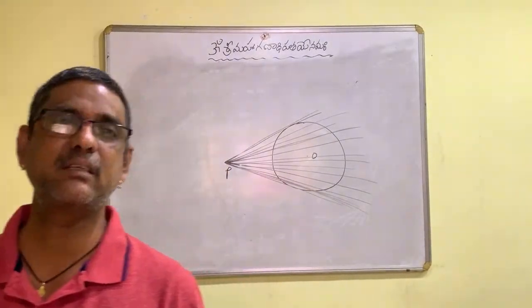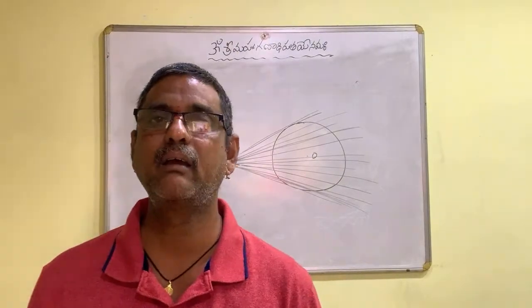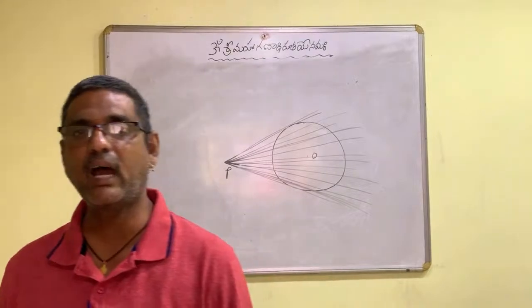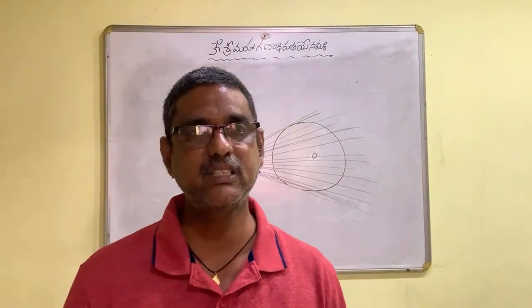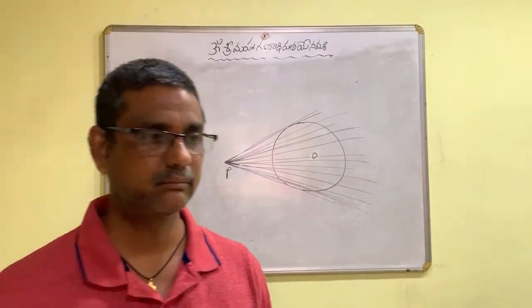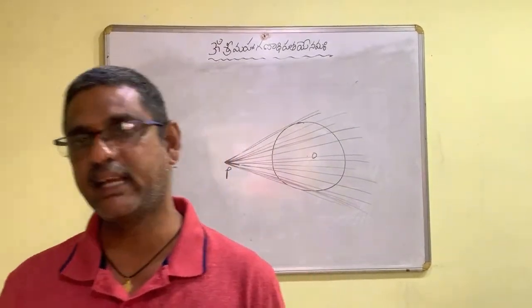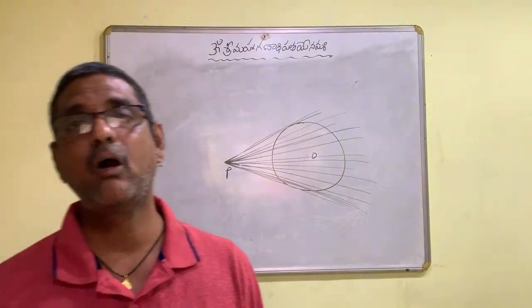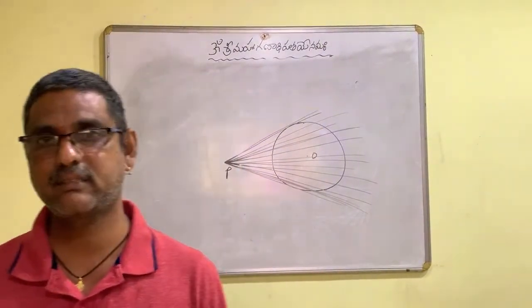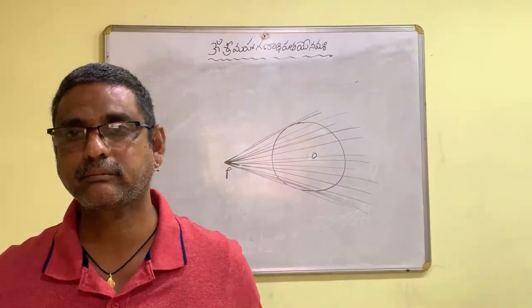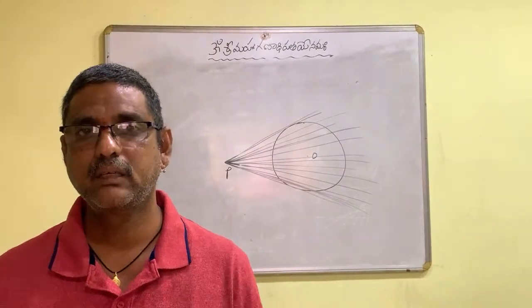So there is a statement: from a point which lies outside the circle, we can draw only two tangents to the circle. Did you understand, children? Is that understood?